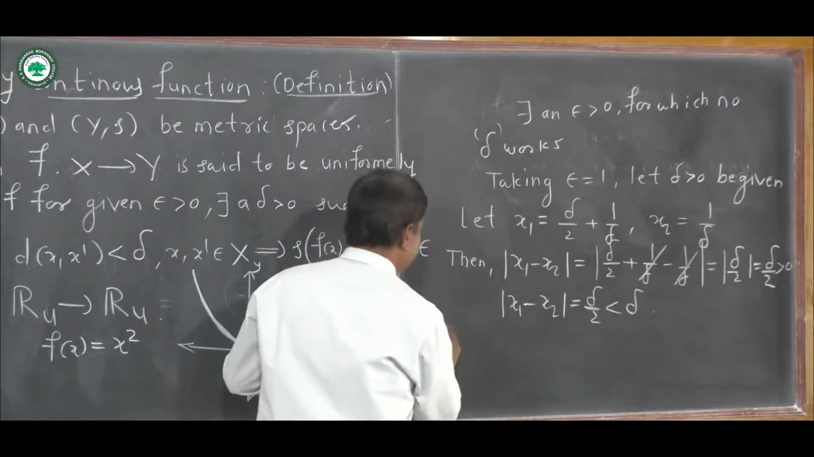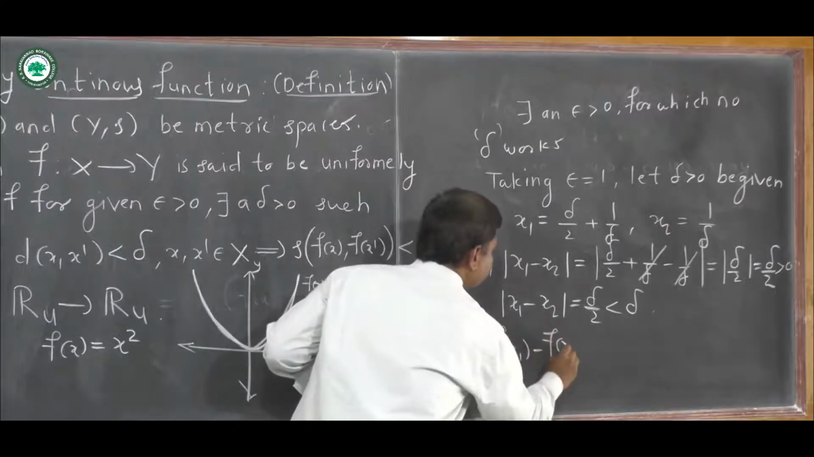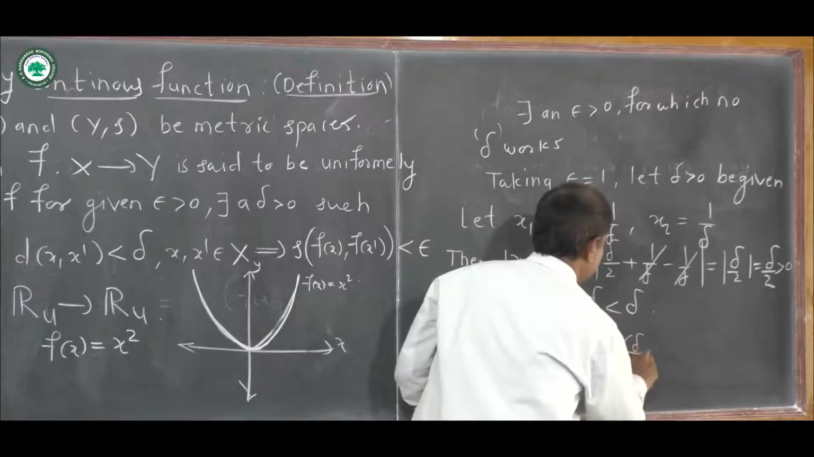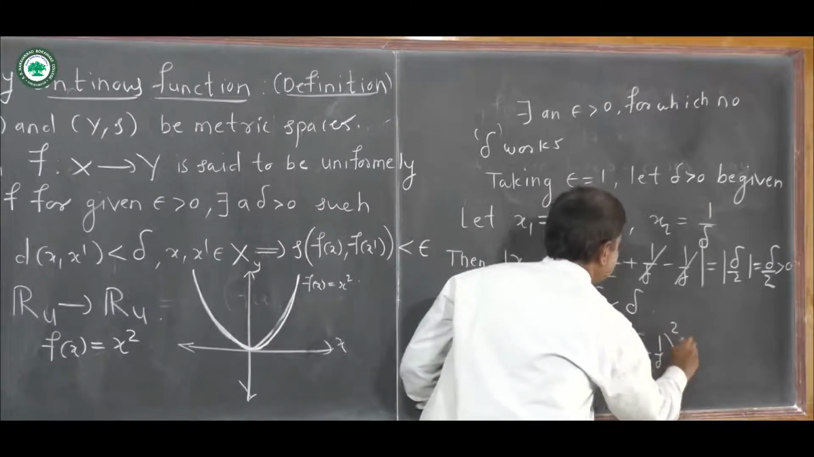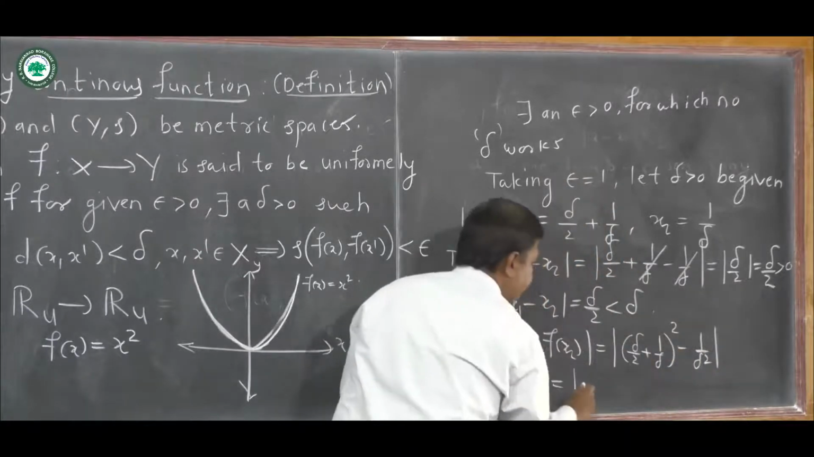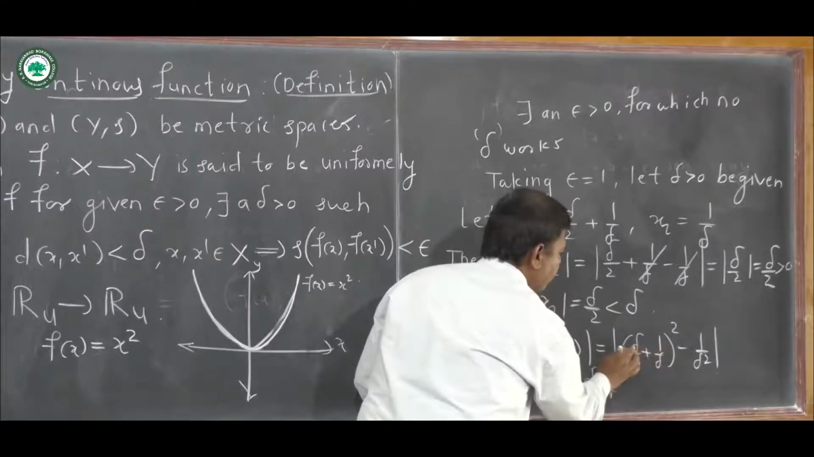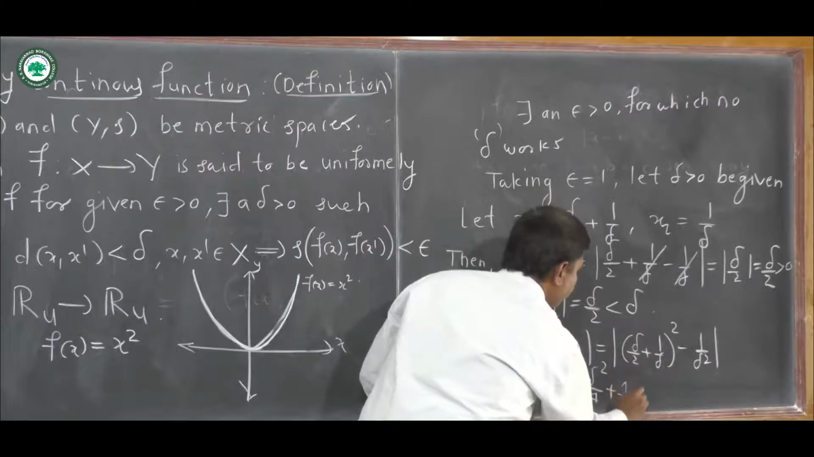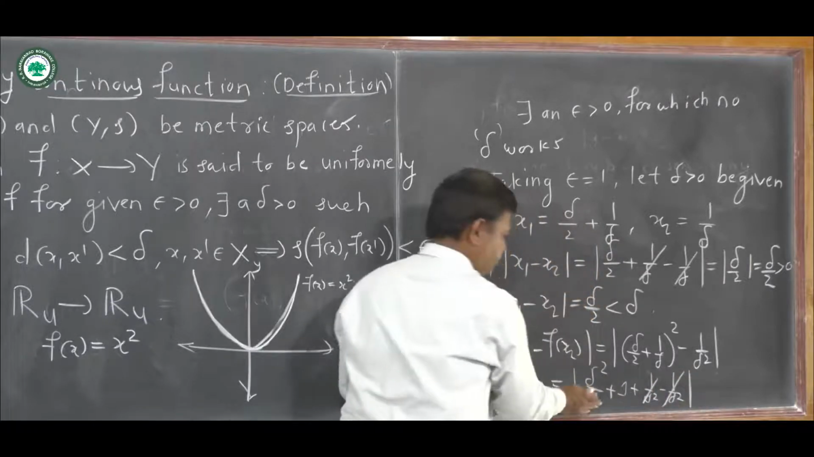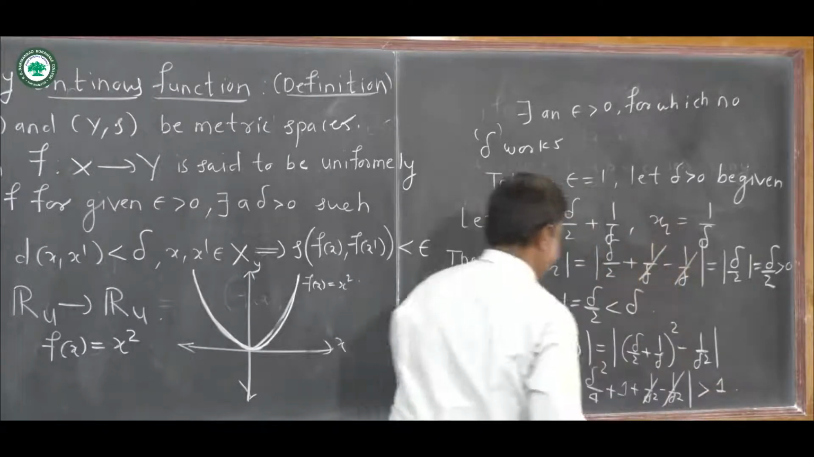But for mod of f of x1 minus f of x2, we have delta upon 2 plus 1 upon delta, bracket square, minus 1 upon delta square. So we can write delta square upon 4 plus the product of these two, 1 upon delta into delta upon 2 into 2, that is plus 1, plus 1 upon delta square minus 1 upon delta square. So this is 1 plus delta square upon 4, which is greater than 1.